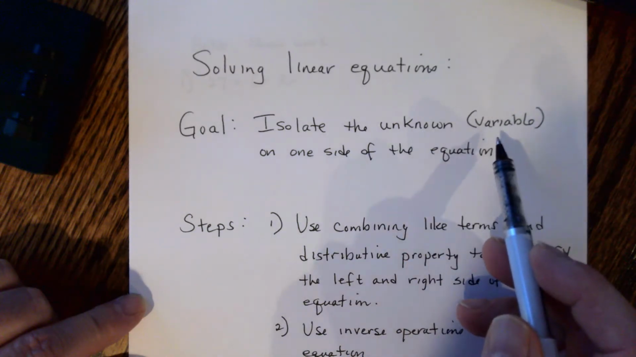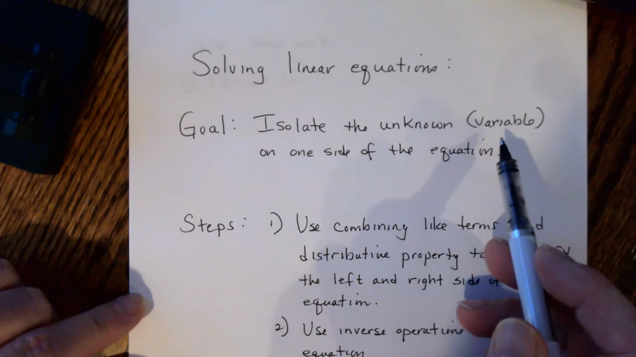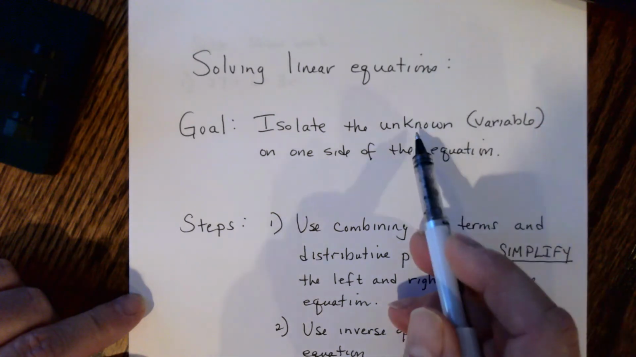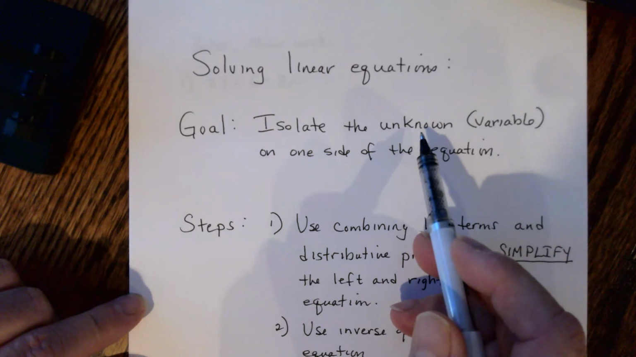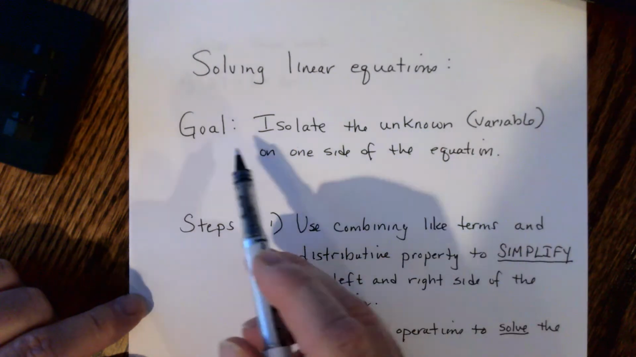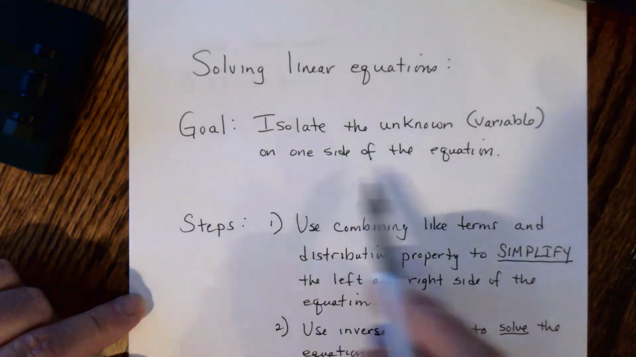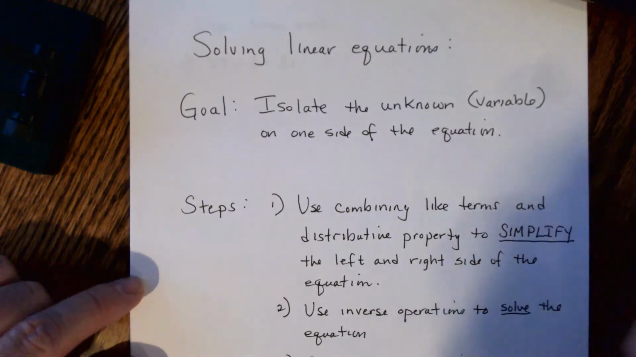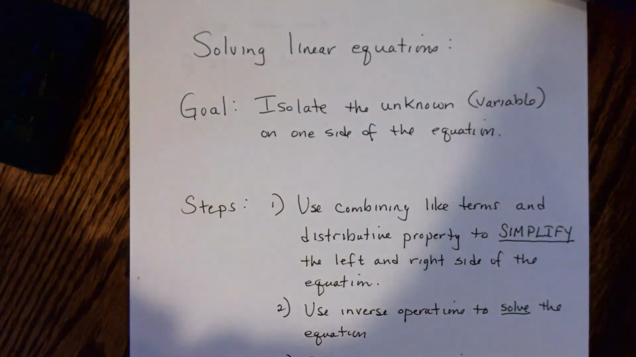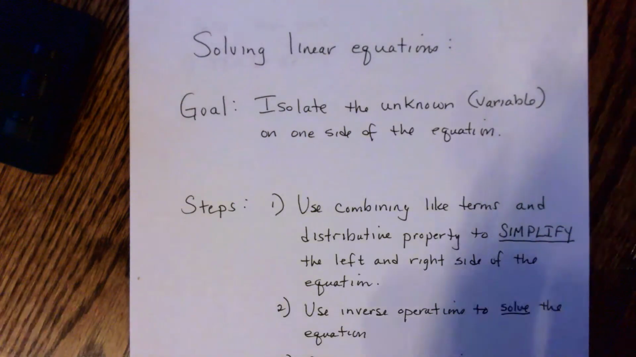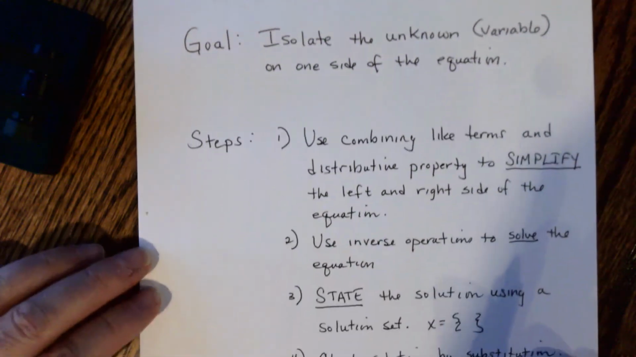That's why we assign an x, a y, a z, a k. That just means it's an unknown value that we're trying to figure out what it is. So our goal is to isolate the unknown on one side of the equation. The steps that we're going to use are really quite simple. We're going to simplify, we're going to solve, and then we're going to state.